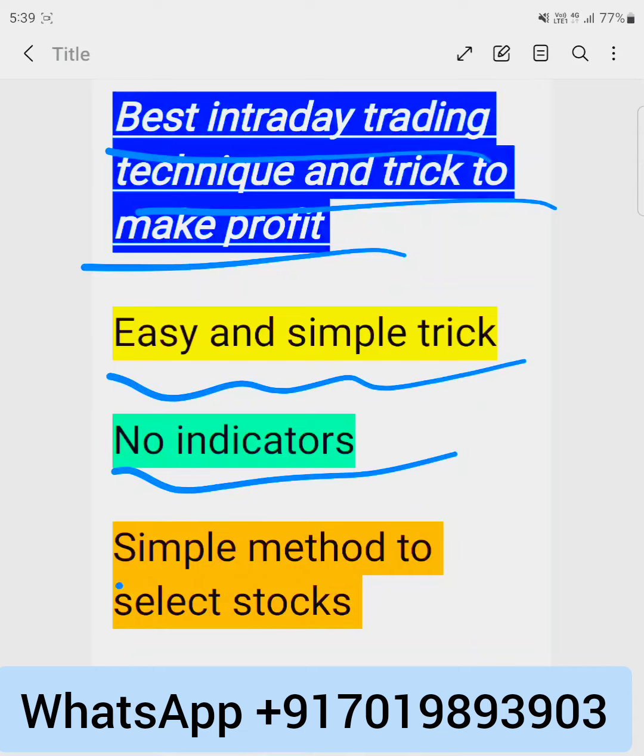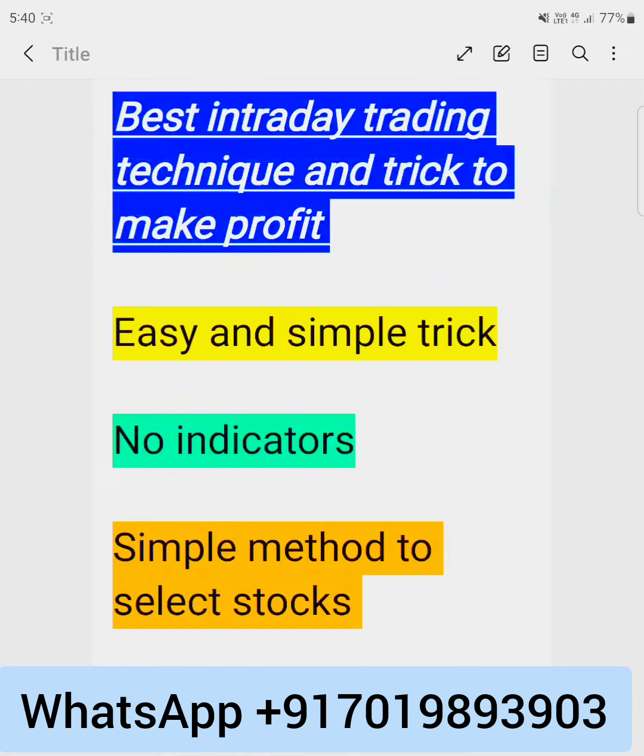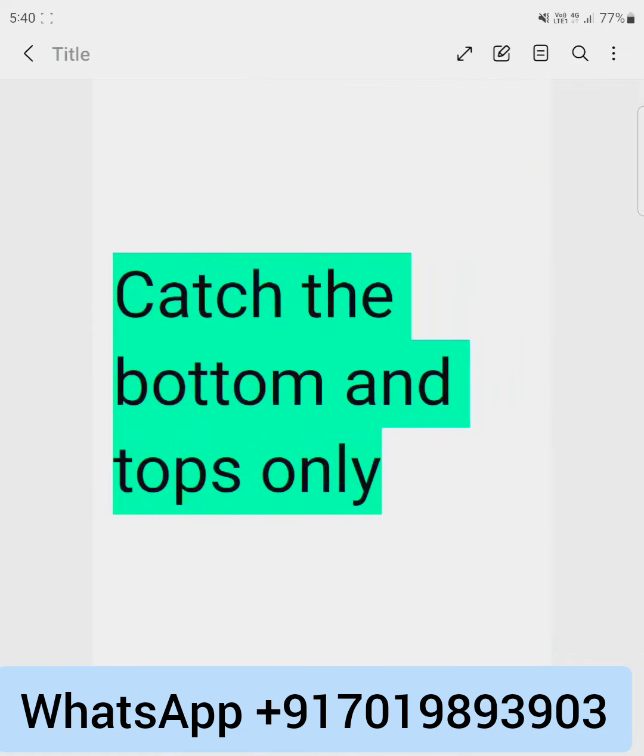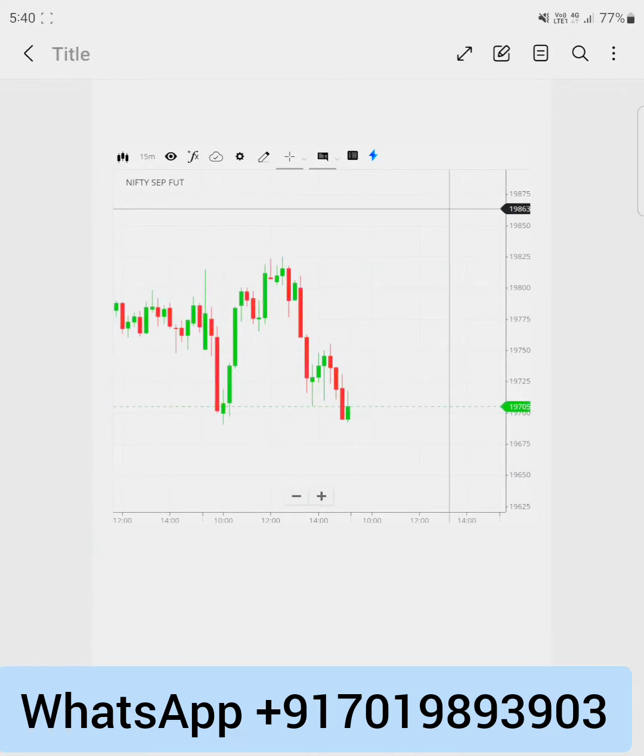I'll also be telling you a very simple method to select a stock to trade on this methodology. This method is called catching the bottoms and tops. Whatever time you're trading in, you just have to see the Nifty 50 chart. Open the Nifty future chart and see how the market is performing.